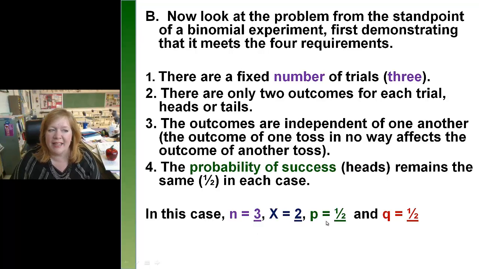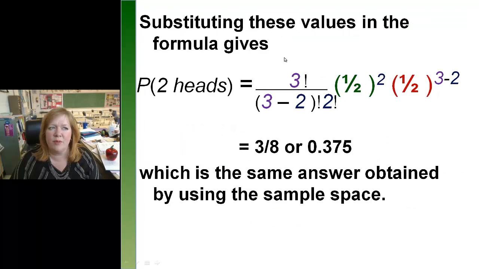Then once you decide this, it is so easy because you can just plug it into the formula. 3 factorial, 3 minus 2 factorial, 2 factorial, and so on. If you do all this, you'll end up with 3/8 or 0.375, which we obtained using the sample space. But this was just an example to show you that yes, it does work. It's used for more complex things.